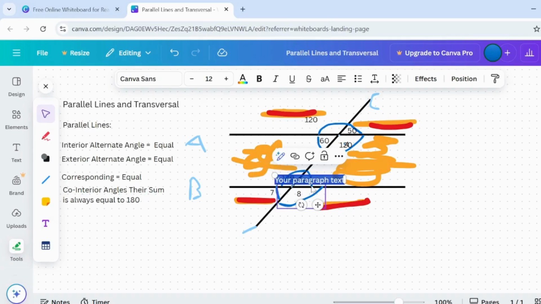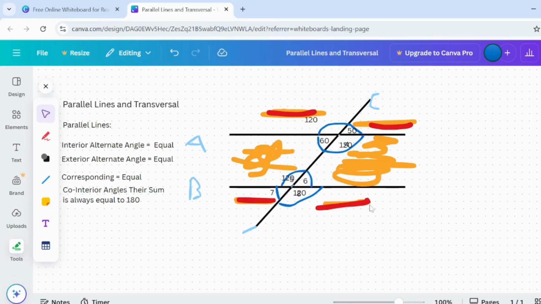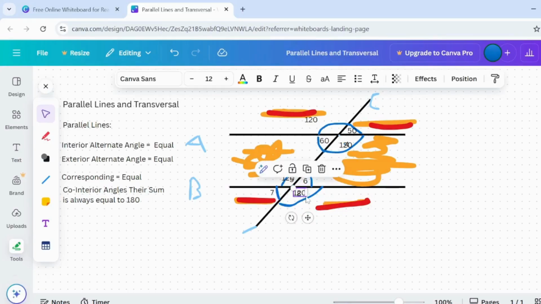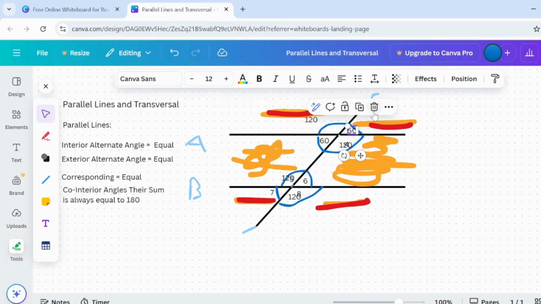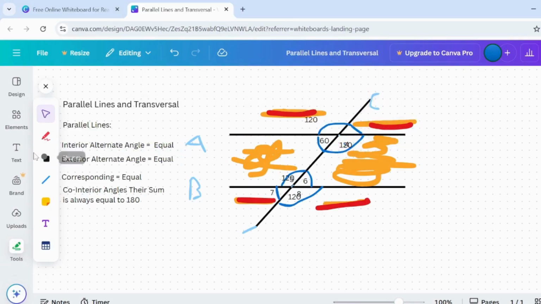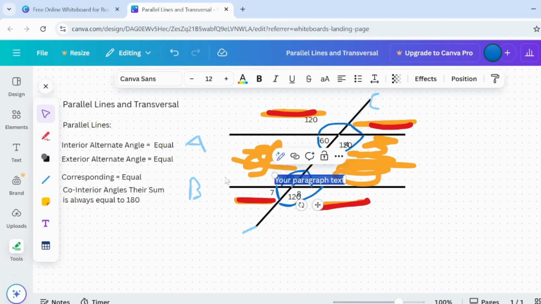So let's just write it over here. Angle 8 is always equal to 120 degrees. Now we have to find angle 7. To do that, we have to again use the exterior angle property. By mistake, you can keep angle 2 as 60 degrees. So angle 2 as 60.